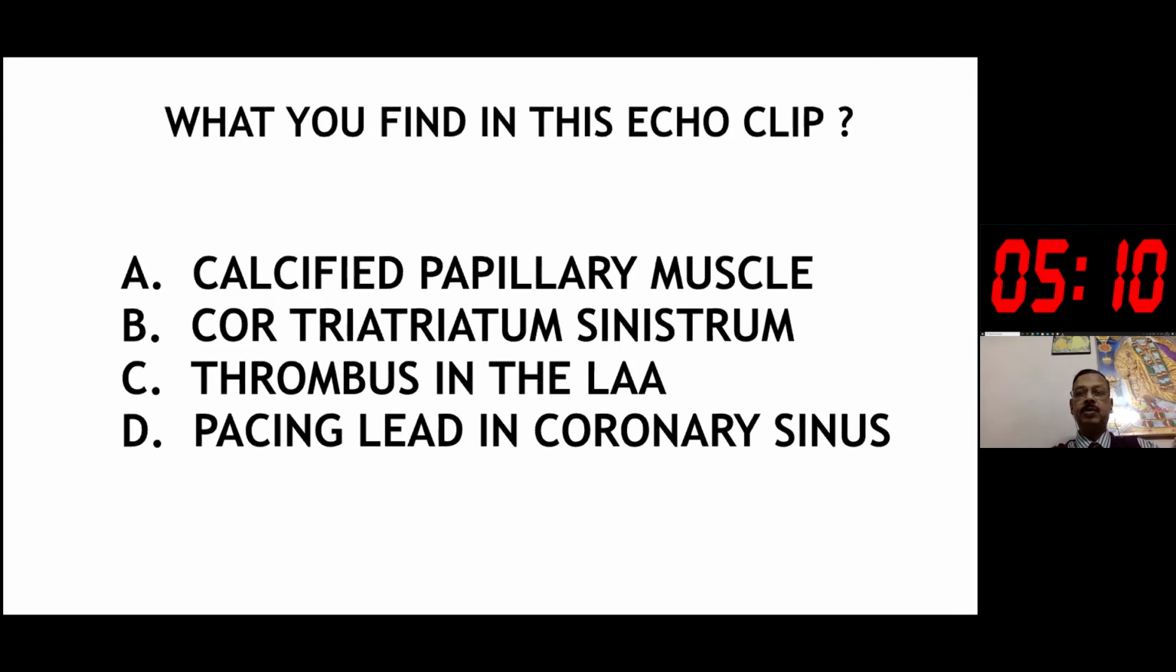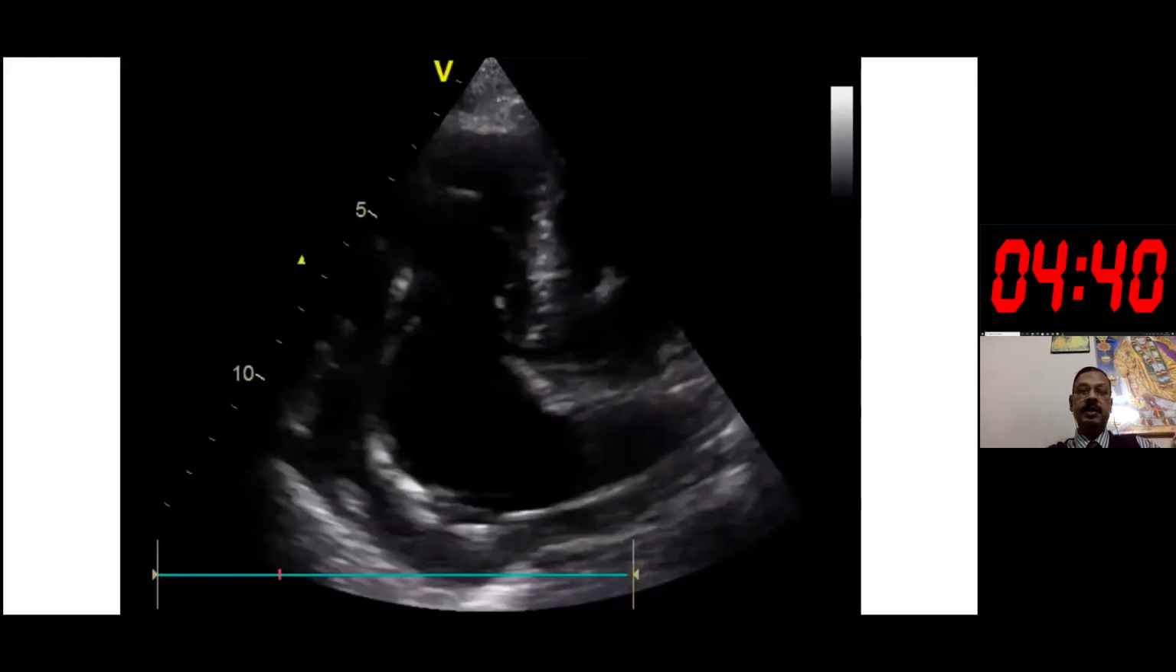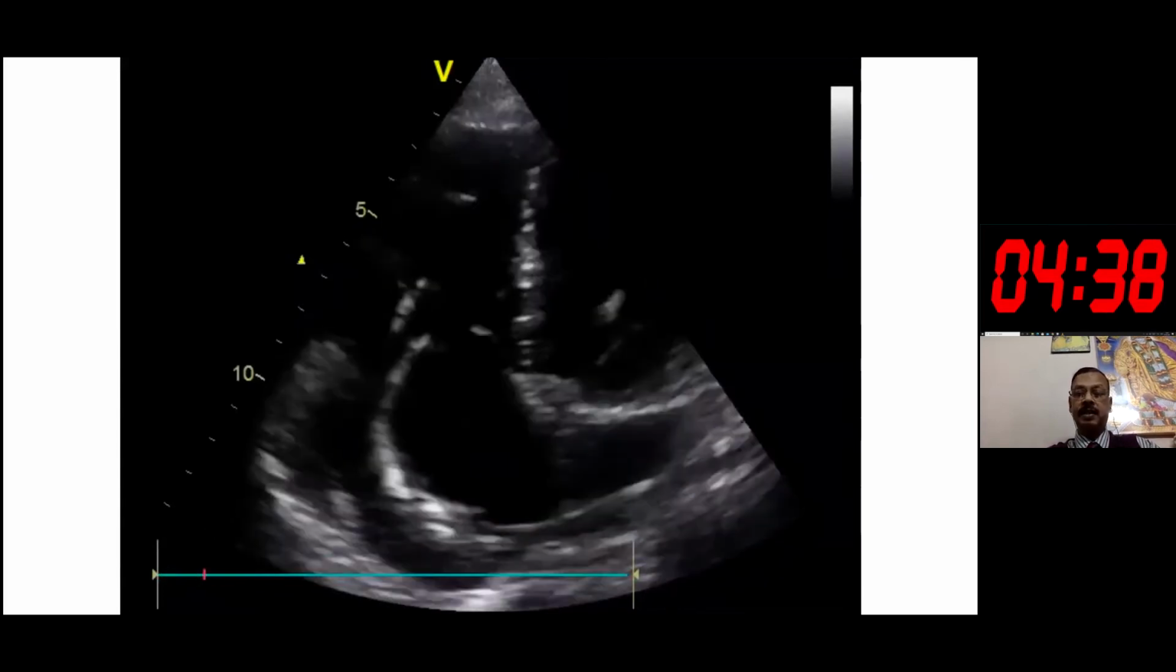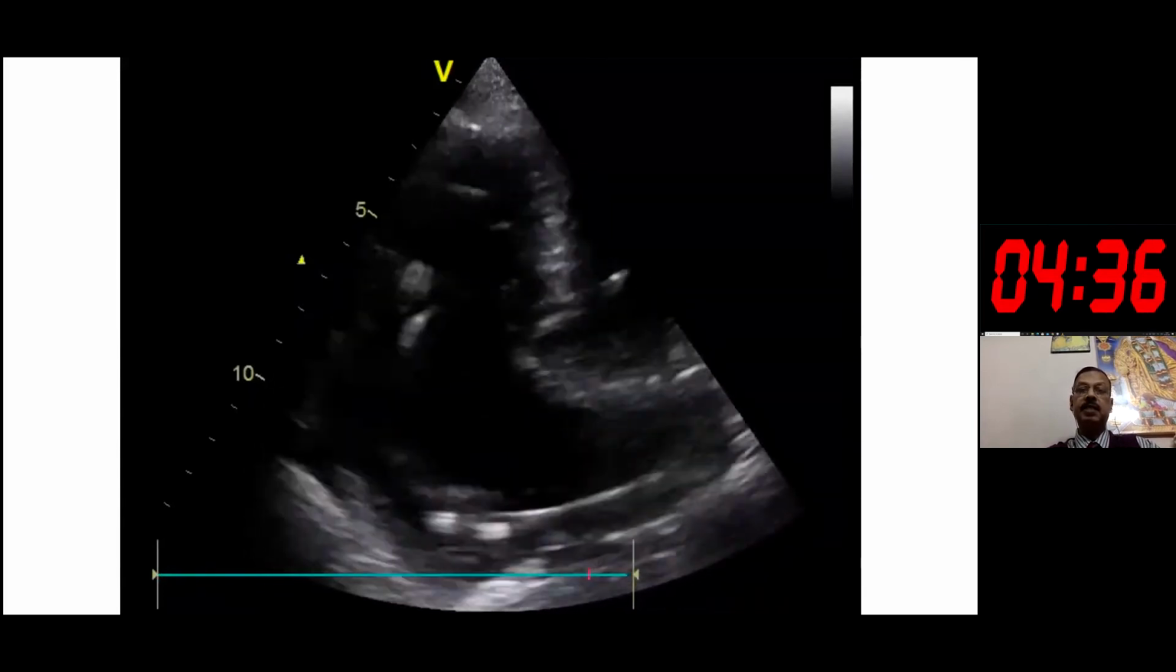The voting window is on. The majority is correct, 71% is correct. Absolutely, this is a pacing lead in the coronary sinus. You can see the pacing lead is in the coronary sinus, the dilated coronary sinus, and the pacing lead is in the coronary sinus.